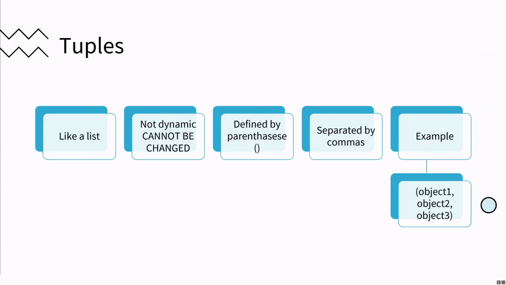Tuples are similar to lists, but the difference is tuples are not dynamic. Once you code them, they are hard-coded into the software, so you cannot change them. Tuples are defined by parentheses, and like lists, they're separated by commas. And here you can see we have a tuple of object 1, 2, and 3, separated by commas, identified by parentheses.